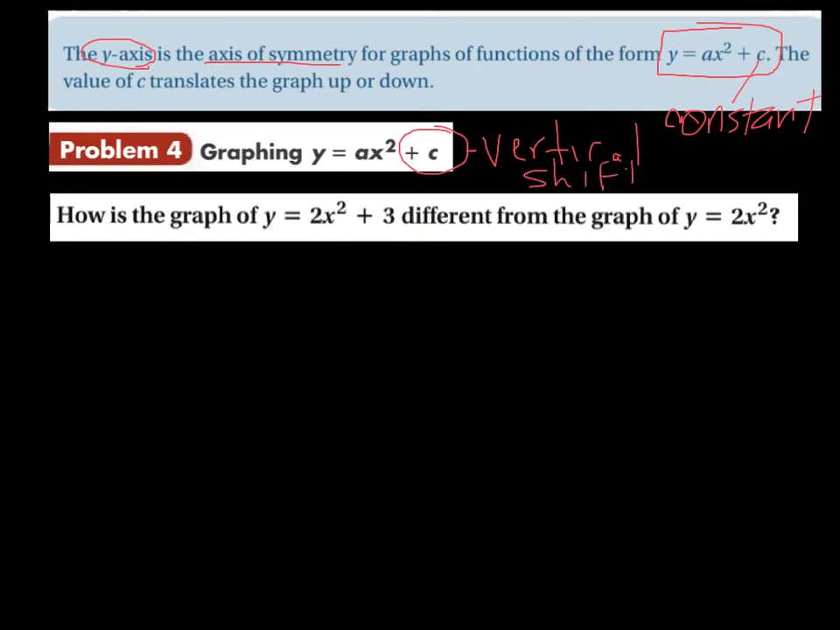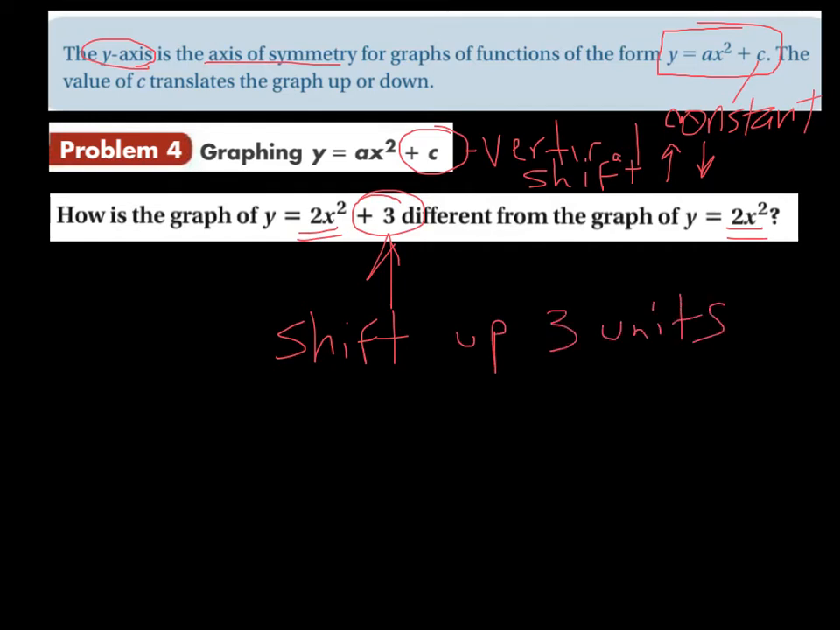Okay? Meaning it takes the entire graph and it shifts it up or down depending on whether it's a plus or a minus. Okay? So this constant of positive 3, since they both have a 2x squared, they're going to have the same identical shape. But the difference is that positive 3 is going to shift the entire graph up 3 units. Okay? If it were a minus 3, the entire graph would slide down 3 units. So adding that constant, whether it's adding or subtracting it, is going to shift that graph or translate that graph up or down.